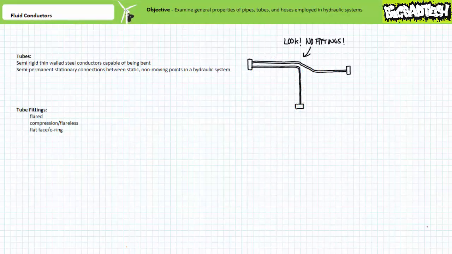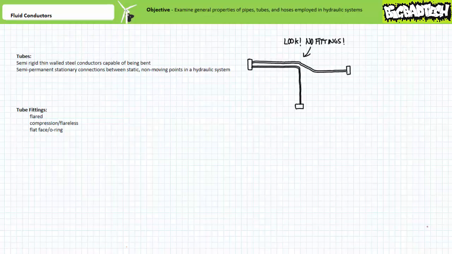Tubes, in contrast, are thinner-walled, semi-rigid metal conductors that themselves can be bent to perform minor bends or deviations in course without the use of an additional fitting. Tubes are also sized using OD and ID dimensions, with schedule being an indicator of wall thickness. Tubes, because of their thinner walls, aren't suited for extremely high-pressure applications, nor can they be threaded.